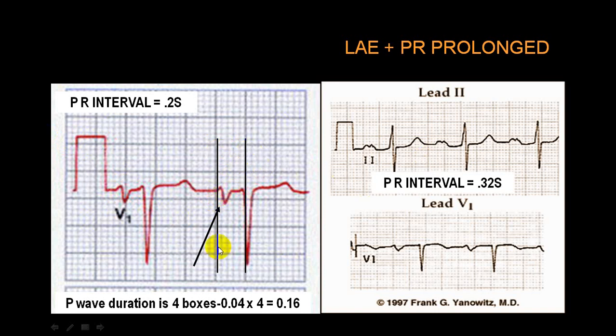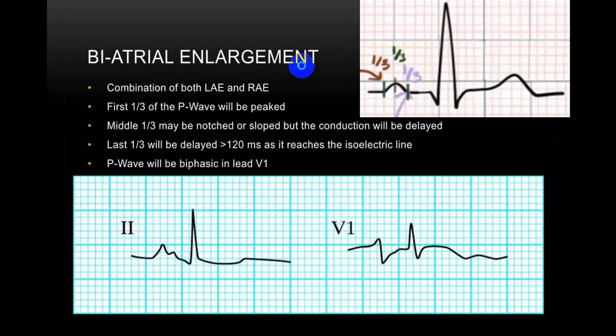Here the PR interval is less than 0.2. Here the PR interval is more than 0.2. That is 0.32. That's why this is left atrial enlargement with first degree AV block. First degree AV block. This is regarding biatrial enlargement.